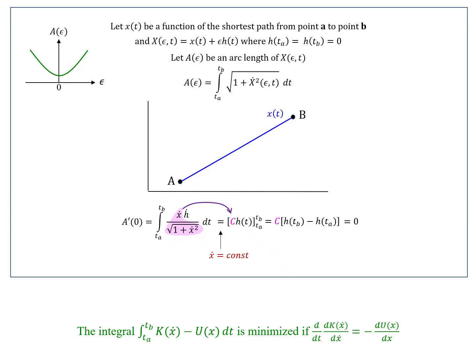Effectively, what we did is actually proving a special case of the green statement, in which K is square root of 1 plus x dot squared and U is 0. I will leave it for the viewer to work out that in this case, this equation is reduced to x dot being a constant, as expected.